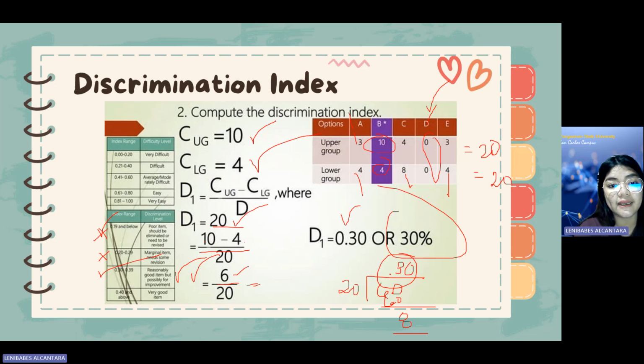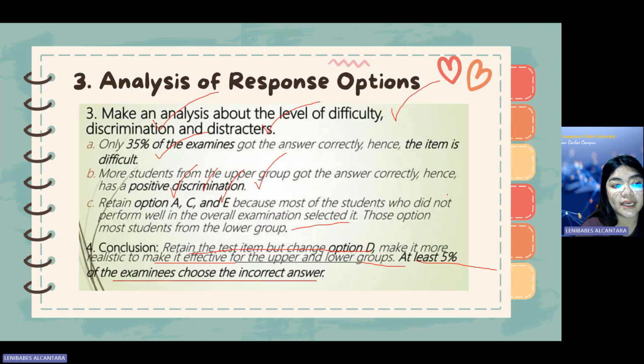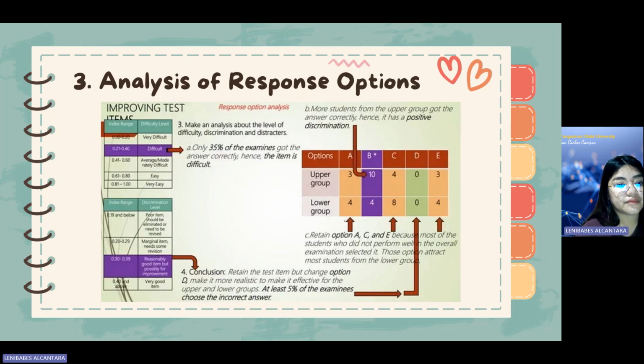Kaya kailangan daw natin, anong sabi dito? Kay analysis, kailangan nating i-change itong option D. Okay? Take note of that. Okay, here's the reason why.